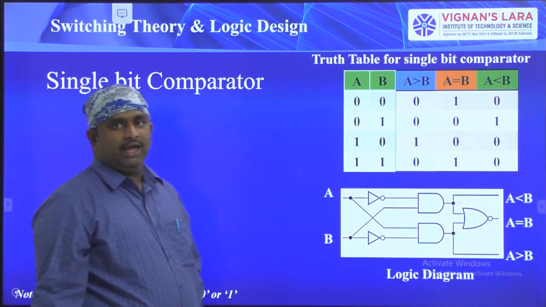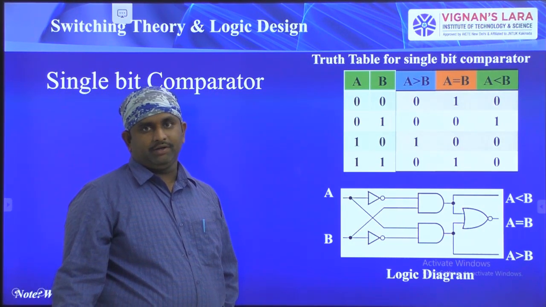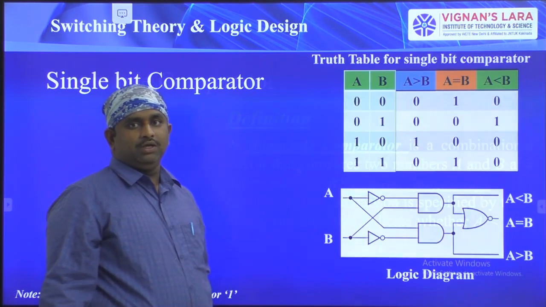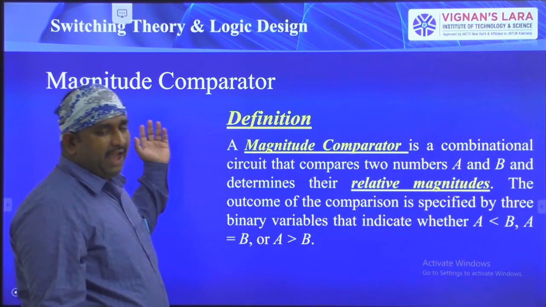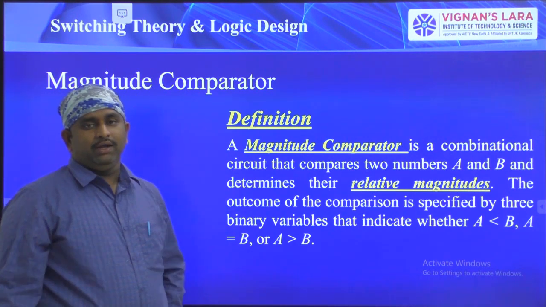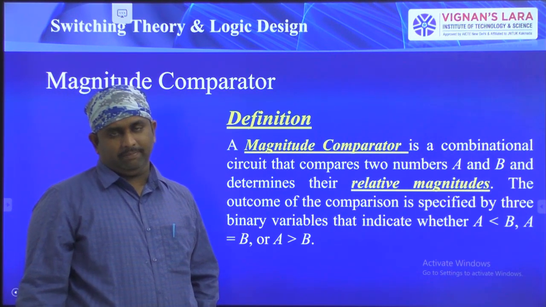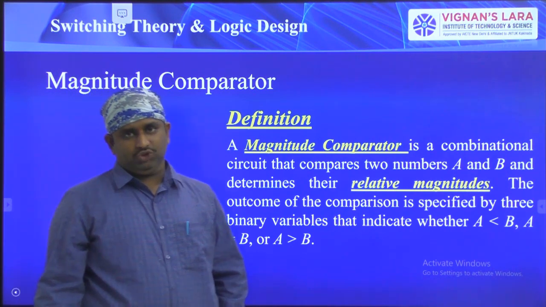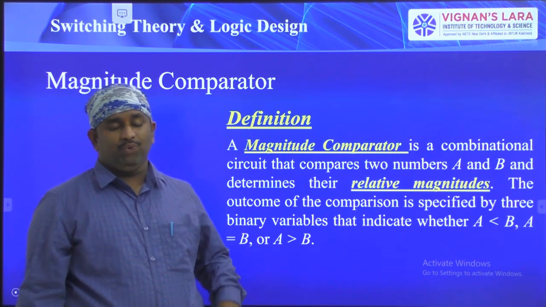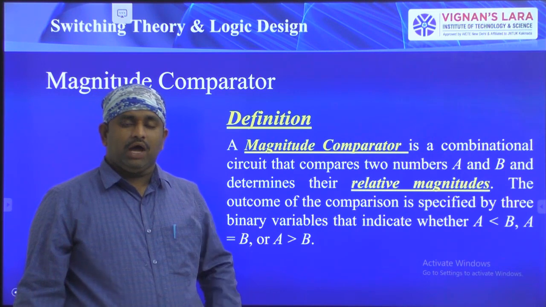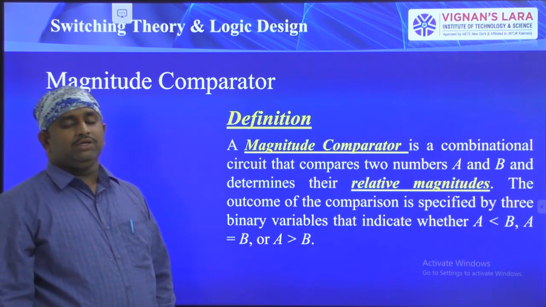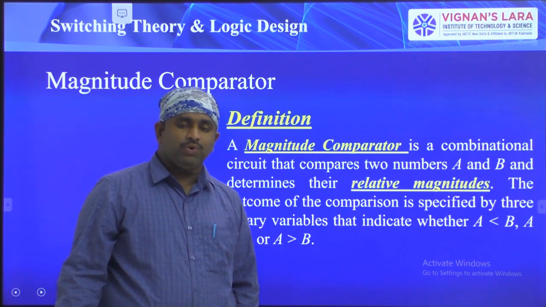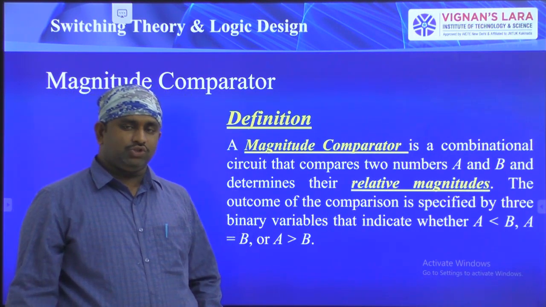So this is the logic diagram for single bit comparator. Okay, right. Let us move to the magnitude comparator. Here we have a special name called magnitude comparator. What is meant by magnitude? Magnitude is nothing but the weightage of the given word, otherwise the weightage of the given number. Most of the times we are saying magnitude comparator, magnitude comparator.